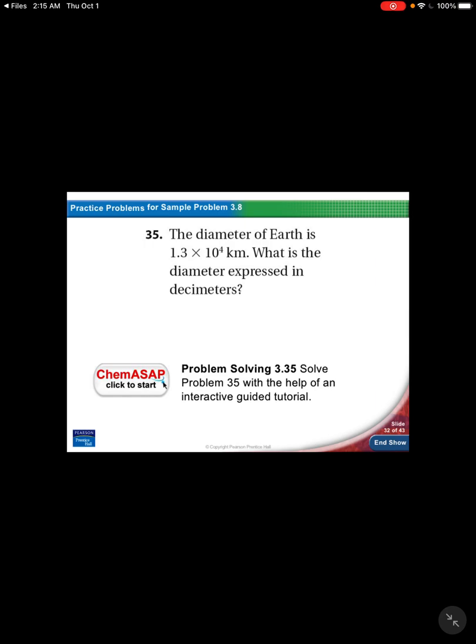So here's an interesting problem. The diameter of the Earth is 1.3 times 10 to the fourth kilometers. You know, what would that be in decimeters?